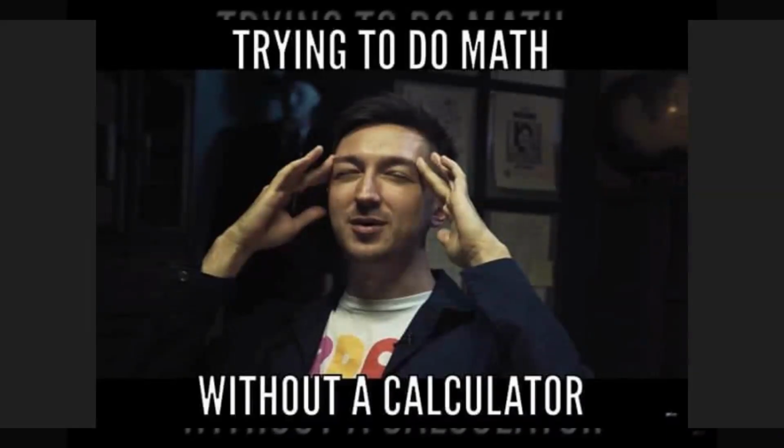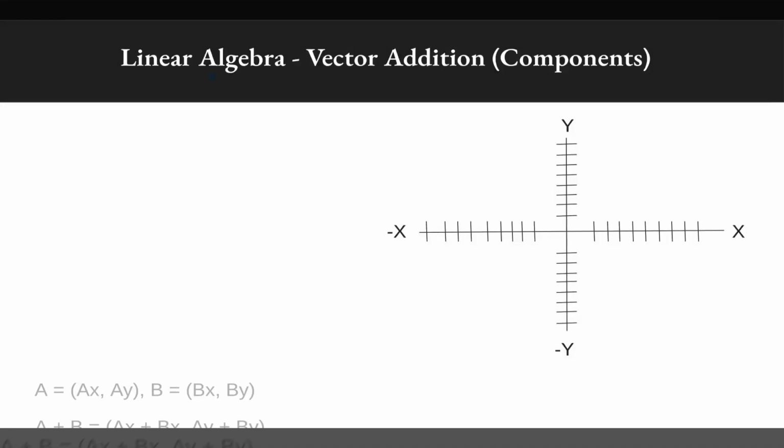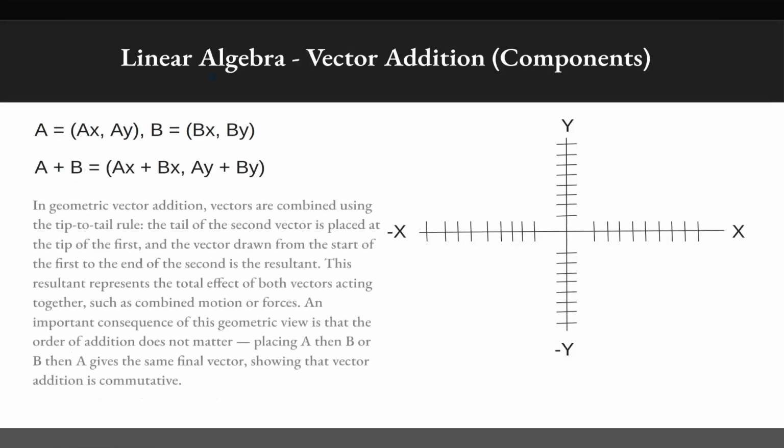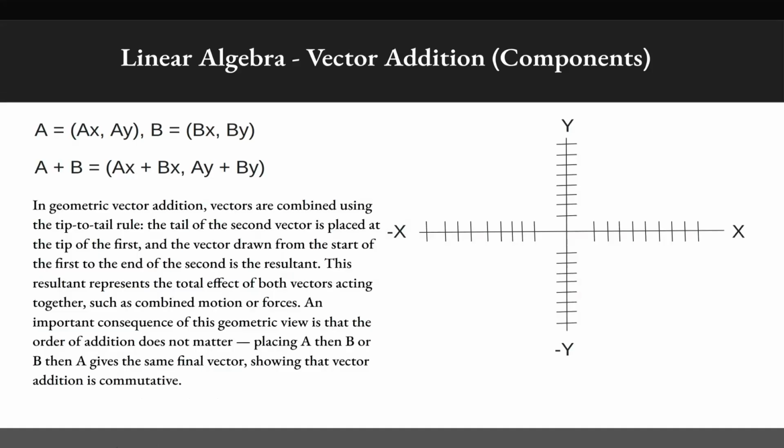Anyways, let's begin with the geometric view of addition. Vector addition uses the tail-to-tip or tip-to-tail method. So place the tail of B at the tip of... no. Place the tail of B at the tip of A. The arrow from A's start to B's end is the resultant. This shows the total effect of both vectors acting together, combining forces or steps. And remember, vector addition is commutative. A plus B is equal to B plus A. The order doesn't matter.